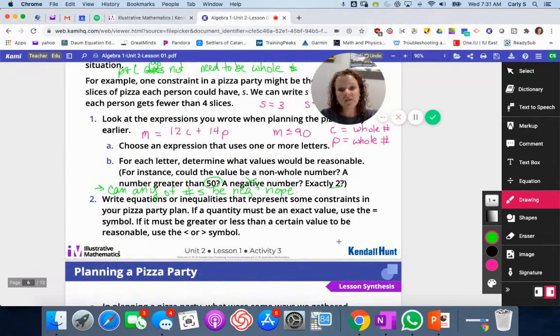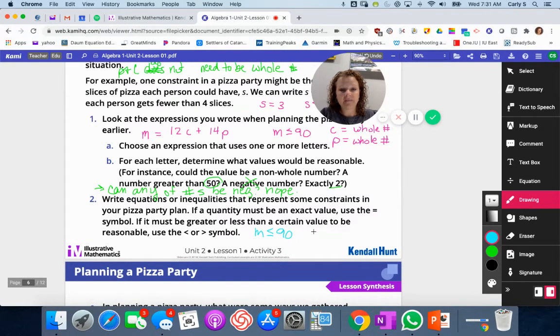All right, so let's write equations or inequalities that represent some constraints in your pizza party plan. If a quantity must be exactly a value, use the equal sign. If it must be greater than or less than a certain value, use the less than or equal to sign. We did this a little bit already, so I got ahead of myself. If our total costs, let's do, if I only have $90, it has to be less than or equal to $90. That says M is less than or equal to 90.